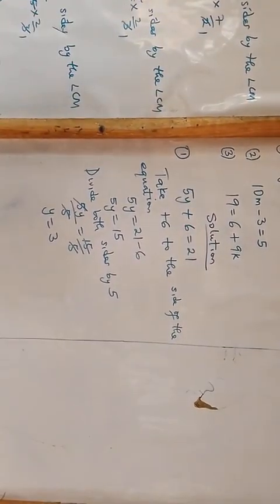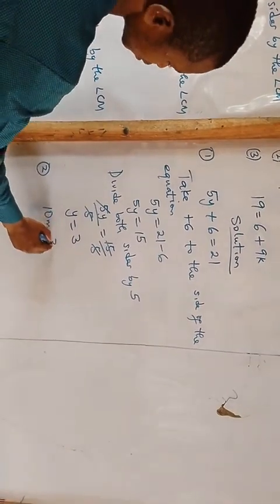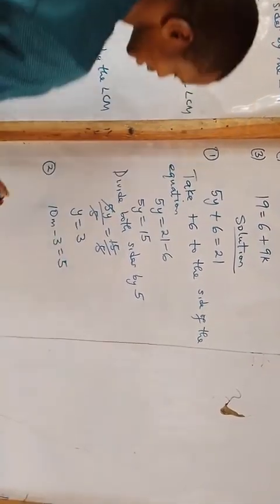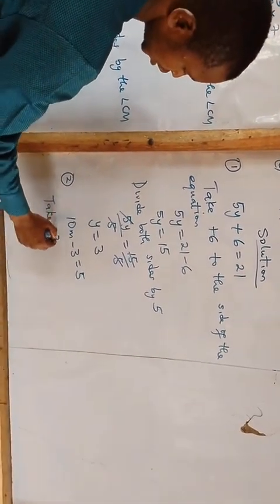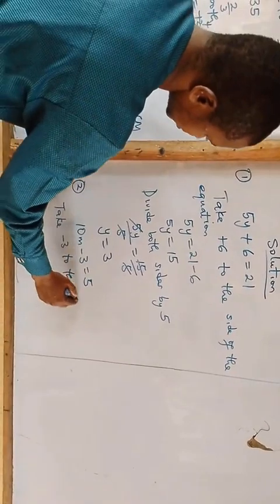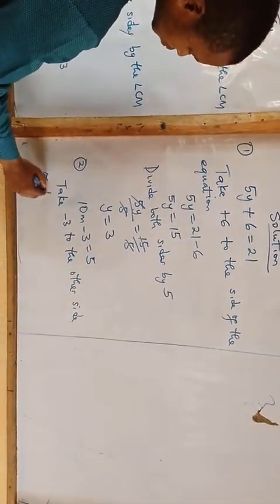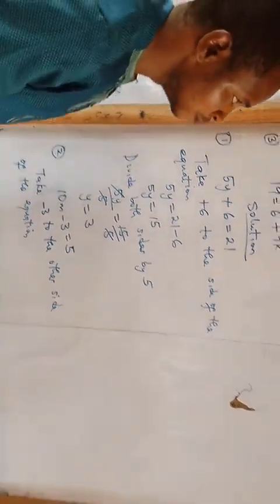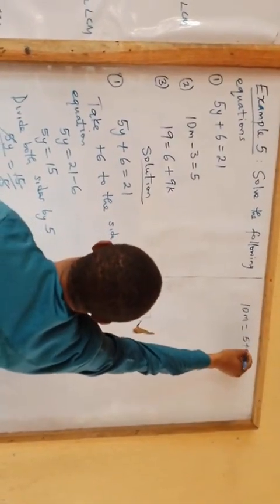Then let's solve question 2. We have 10m minus 3 is equals to 5. You are going to take minus 3 to the other side of the equation. Take minus 3 to the other side of the equation. And the result will be 10m is equals to 5 plus 3.